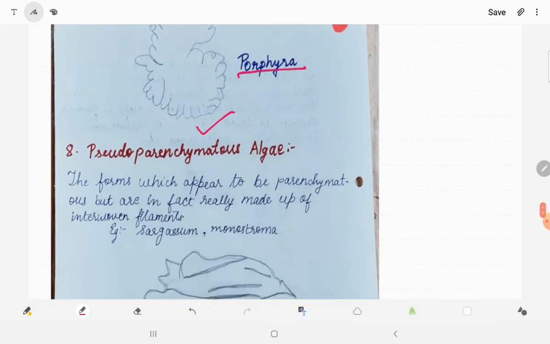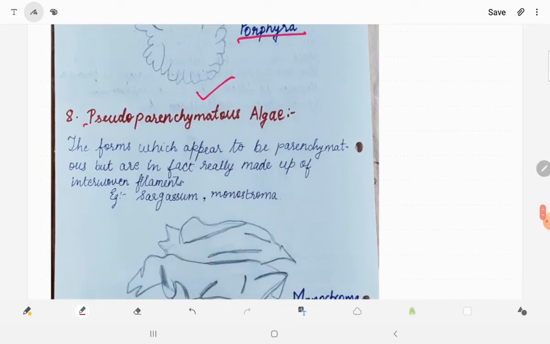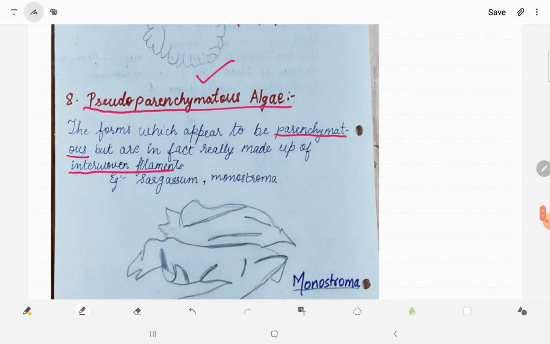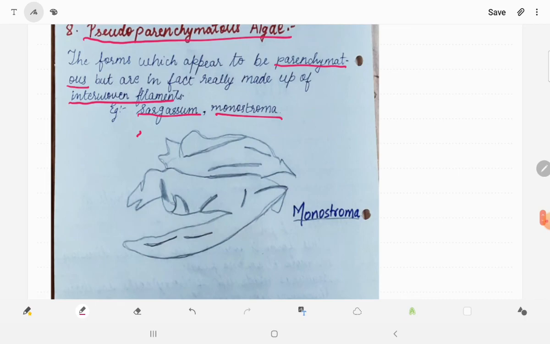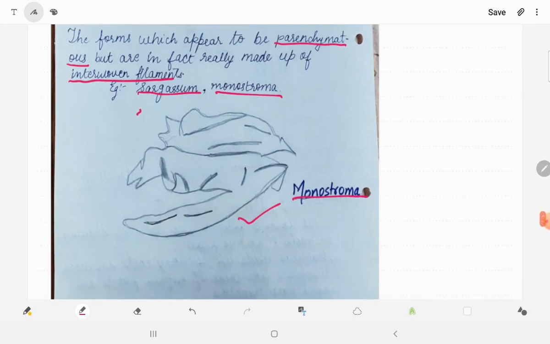We move to the last type of the multicellular algae, that is pseudoparenchymatous algae. The forms which appear to be parenchymatous but are in fact really made up of interwoven filaments. They just look like parenchymatous algae. They look like the leaves of the plant, but they are in fact really made up of the interwoven filaments. Example is Sargassum and Monostroma. You can see the Monostroma diagram. This consists of interwoven filaments. This can be clearly seen.